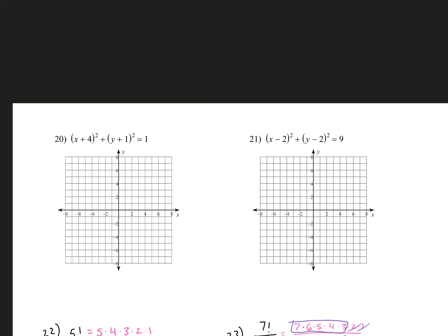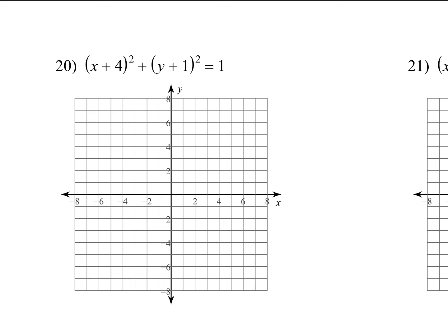So for 20 and 21, we have to identify the center, the radius, and graph. So for 20, what's our center? After the switch, so we did -4, -1. You always switch the signs. So we go to the left to -4 and down to -1. What's our radius here? 1.